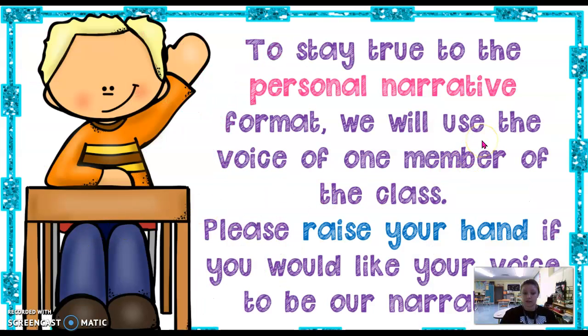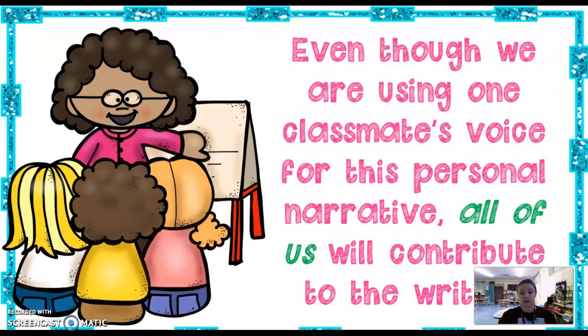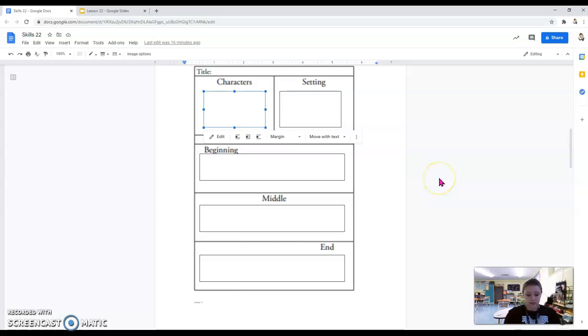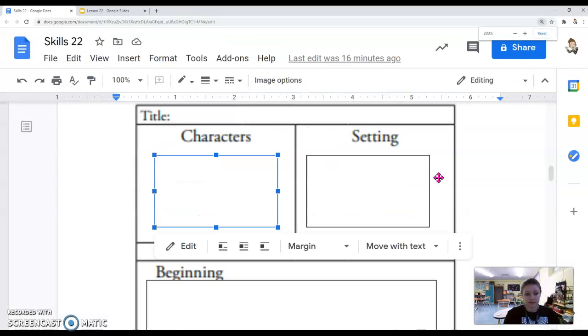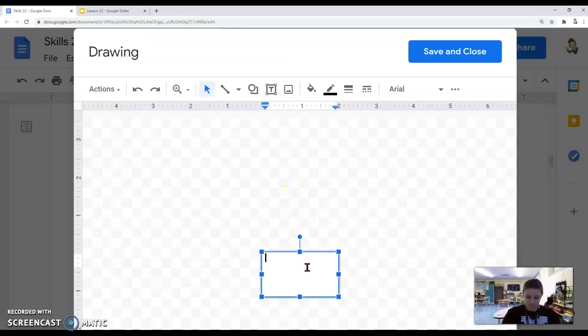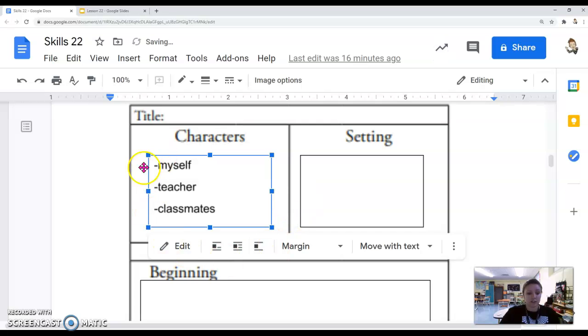To stay true to the personal narrative, we're going to pretend that it's one of the students from the class speaking, so we will use I. And I'm going to switch over here. So I want you to think about characters from a field trip to Wonderworks. We would start out, we would say myself, right? This is a personal narrative, so you, your teacher, and your classmates. Maybe a parent went with you, maybe there were other teachers there, but we're going to keep those three for right now. So myself, my teacher, and my classmates.